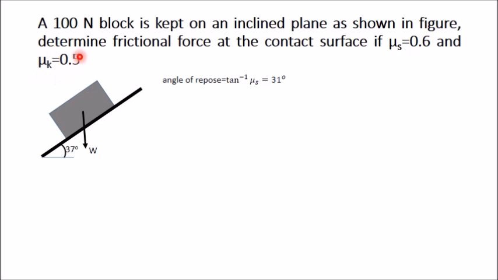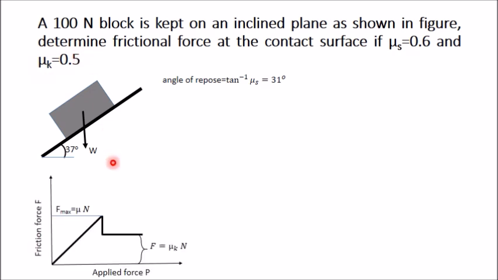into normal reaction. So from this graph, for all angles greater than 31 degrees, even if you take 32, 34, 38, 50, 60, 80, any angle you take, every time you will get the same friction force, and this friction force is given as μk into N, where μk is the coefficient of kinetic friction and N is the normal reaction. So to determine this value μk into N, μk is known, 0.5. Now you require this normal reaction.